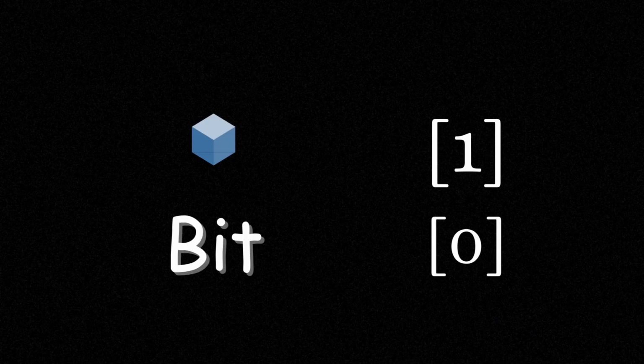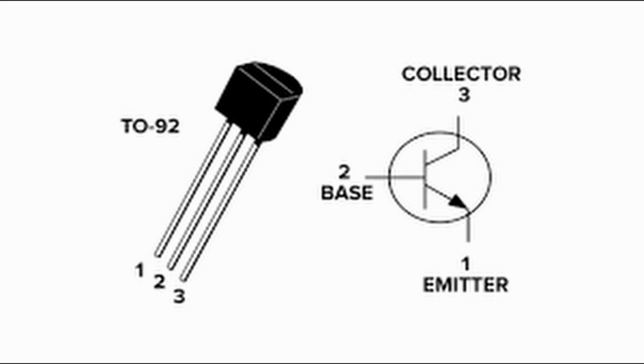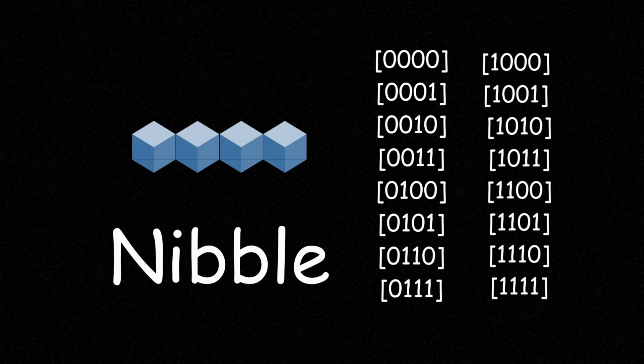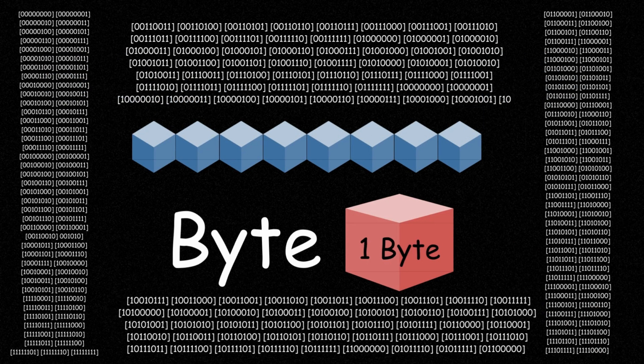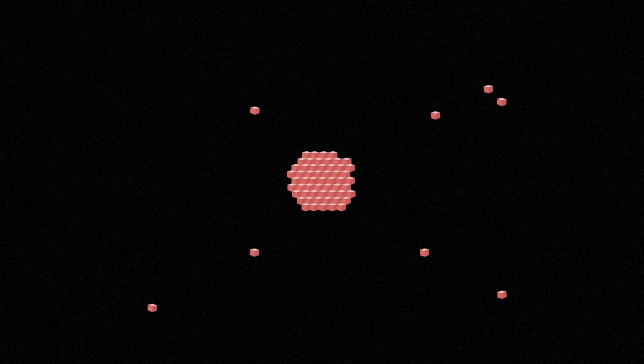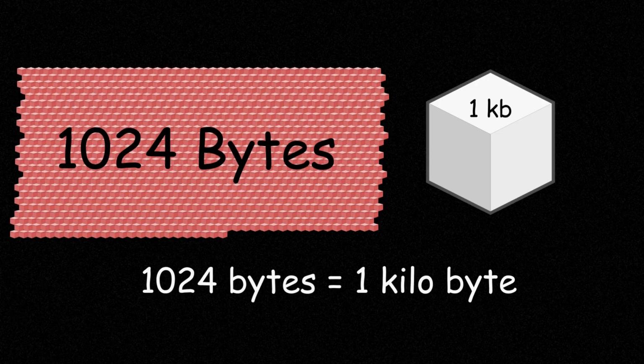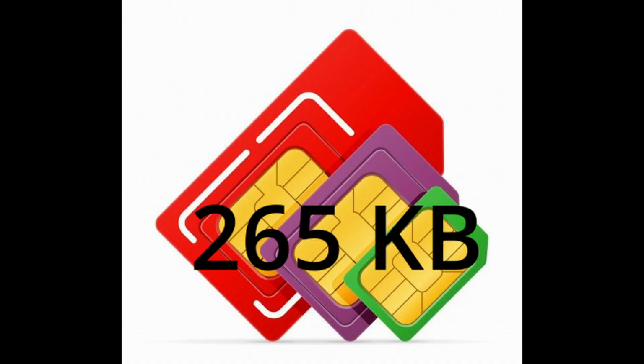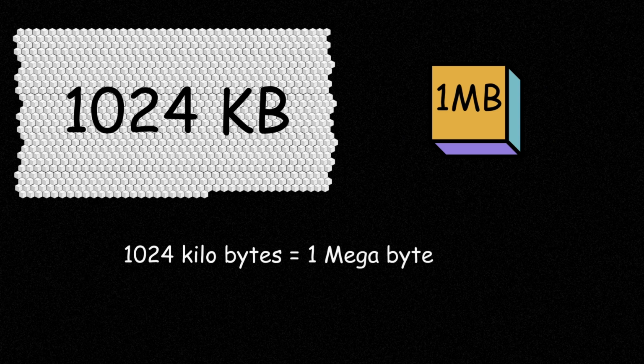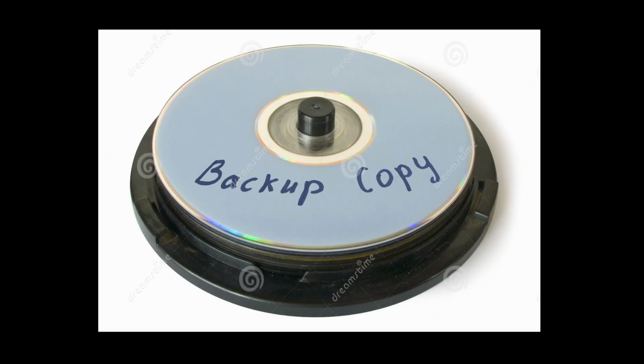The smallest memory in a computer is a bit stored in a single transistor. You put 4 bits together, you get a nibble. Then you put 8 bits together, आपको मिलेगा एक byte. 1024 bytes is 1 KB. A SIM card has a memory of 256 KB. 1024 kilobytes is 1 megabyte. A CD can hold 15 to 650 MB of data.